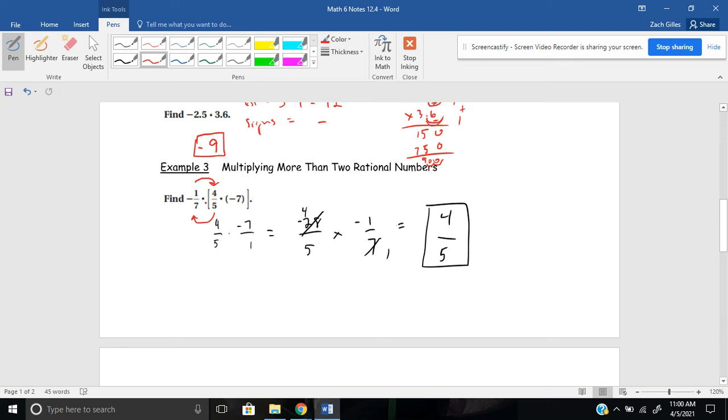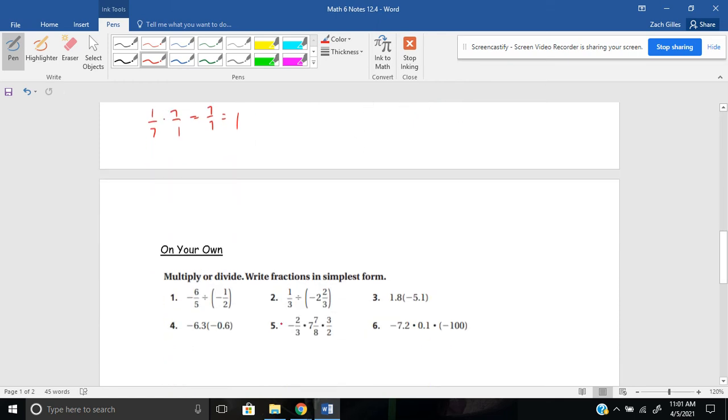So you could say that, you know that 1/7 times 7, well, what do you notice about 1/7 times 7 over 1? Well, these are reciprocals of each other. You'd get 7 over 7, which is 1. And then what's 1 times 4/5? Well, that's just 4/5. So kind of another way to think about that or to do that problem.